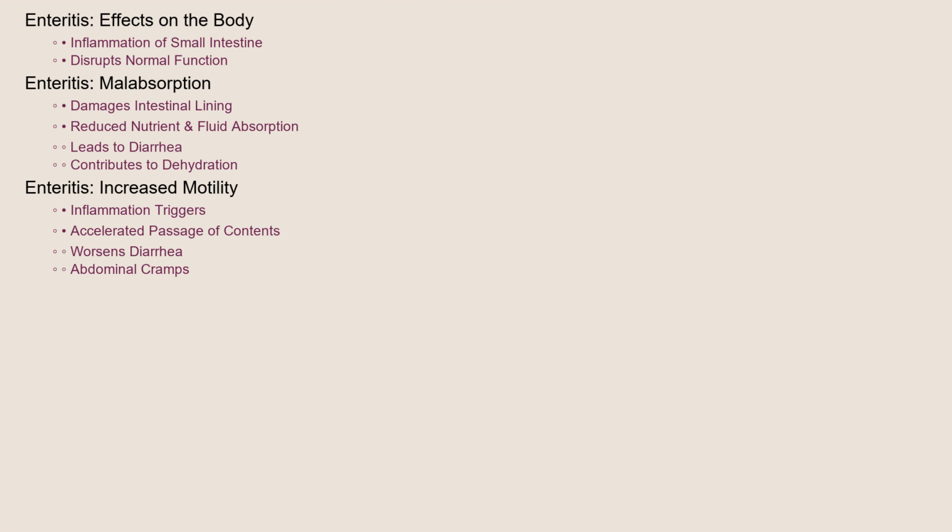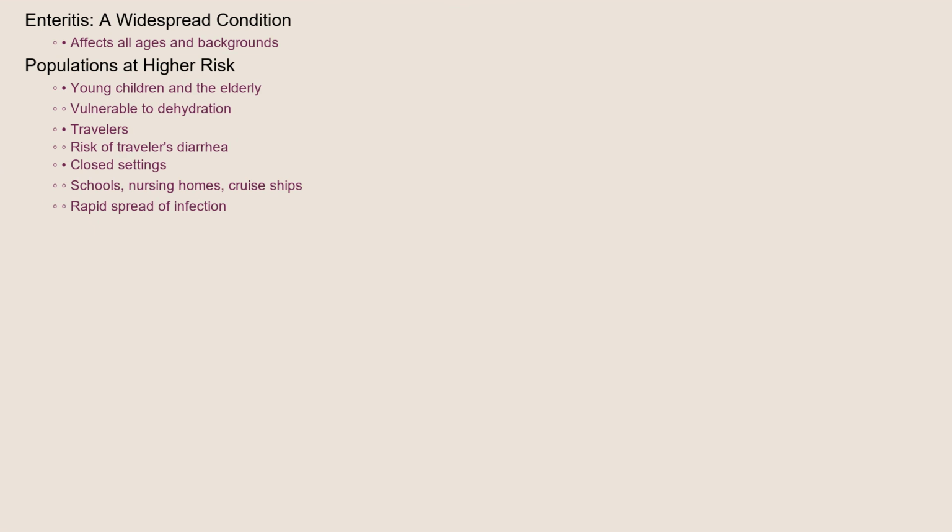Now, let's talk about how enteritis affects your body. When the small intestine becomes inflamed, it disrupts its normal function. This inflammation damages the lining of the intestine, reducing its ability to absorb nutrients and fluids properly. This malabsorption leads to diarrhea and can contribute to dehydration. The inflammation also triggers increased intestinal motility, further accelerating the passage of contents through the gut, worsening diarrhea and potentially causing abdominal cramps. Enteritis is a widespread condition, affecting people of all ages and backgrounds.